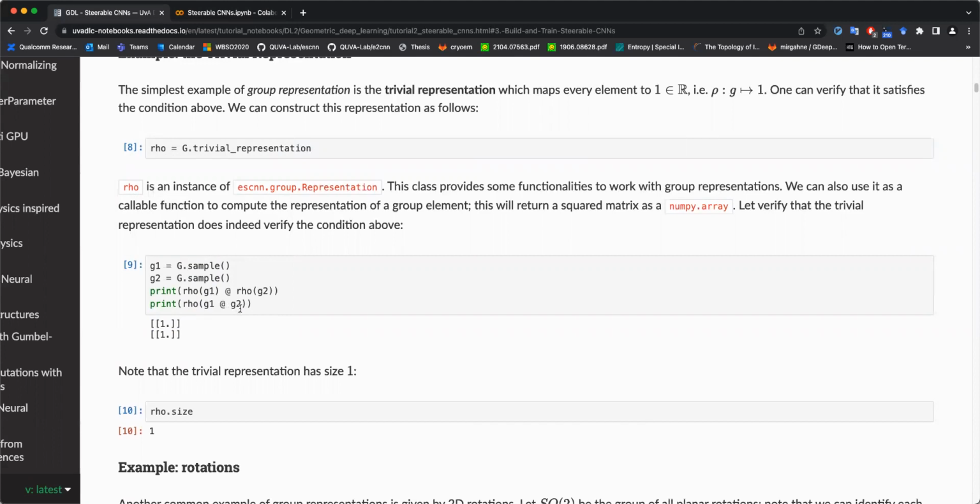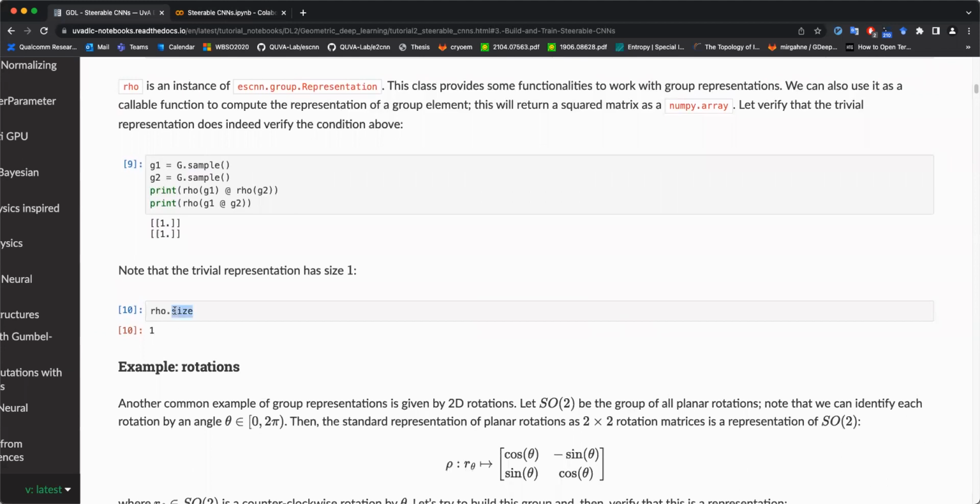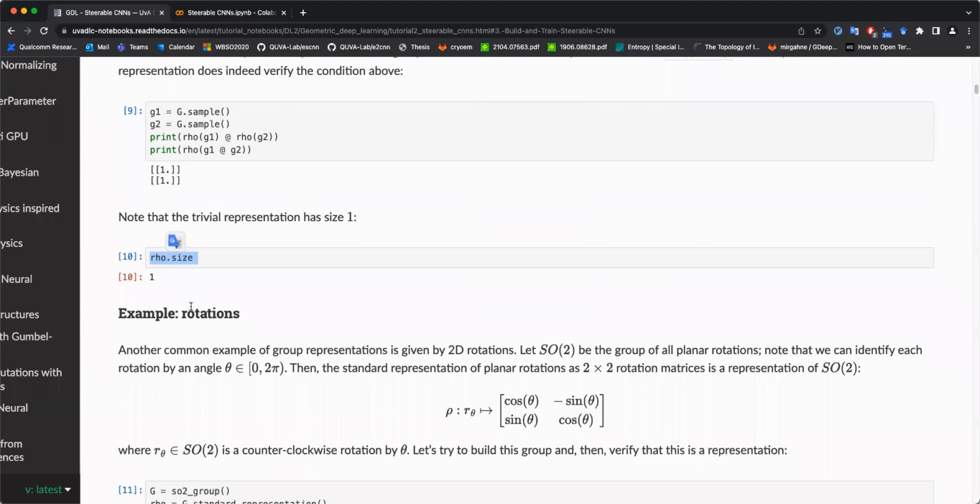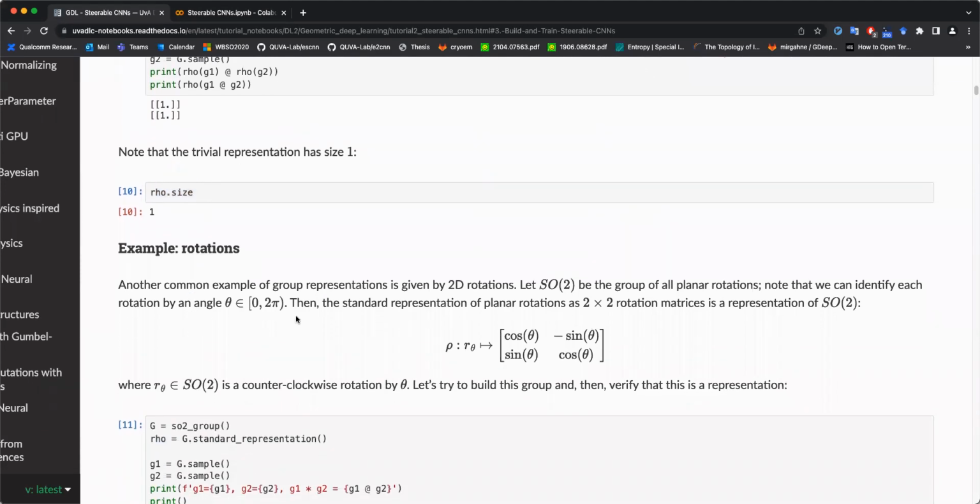That's, I know, very trivial. This is just the simplest example we can look at. And of course, the trivial representation is of size 1. This is the dimension d we saw before. Let's look at a bit more complex representation.